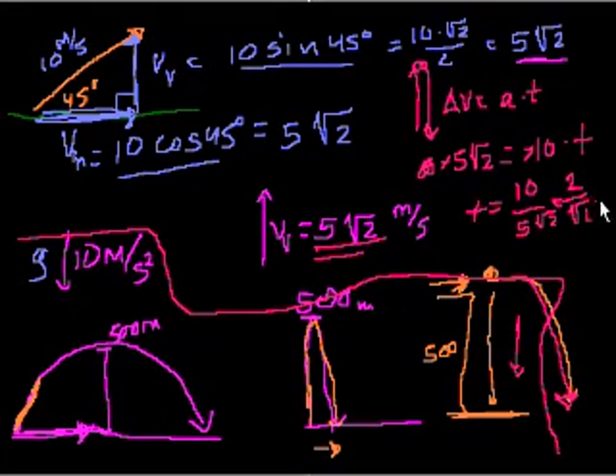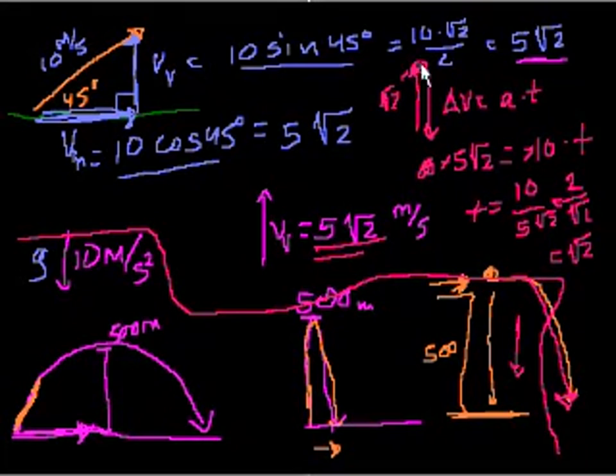Of course, if we wanted to rationalize this, we could multiply the top and the bottom by the square root of 2, but actually you don't even have to do that. What's 2 divided by the square root of 2? That's just equal to the square root of 2, because the square root of 2 times the square root of 2 is, of course, 2. So it takes √2 seconds. But is that the total time the ball's in the air? No, that's the amount of time it takes for the ball to go to its highest point.